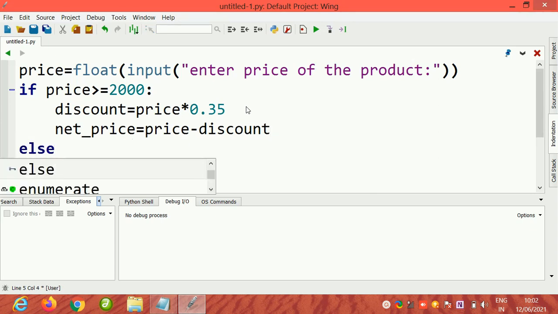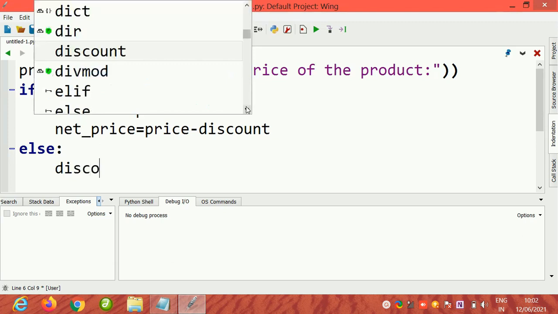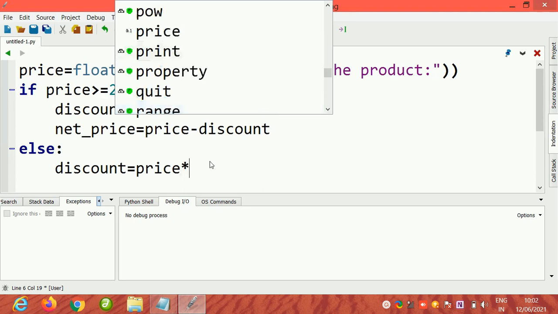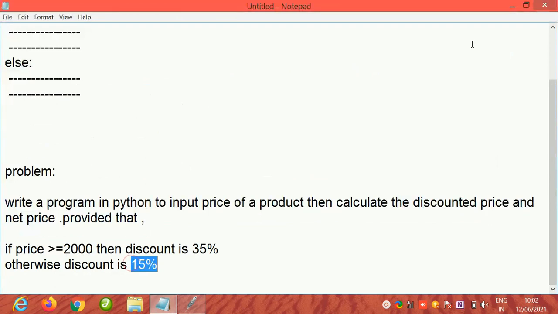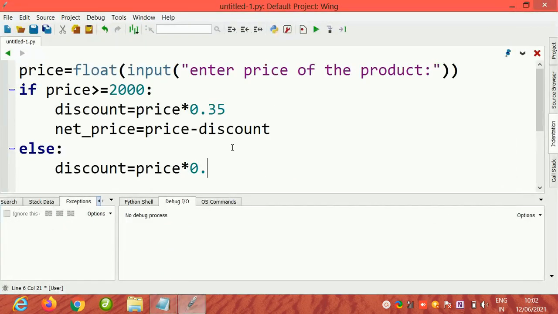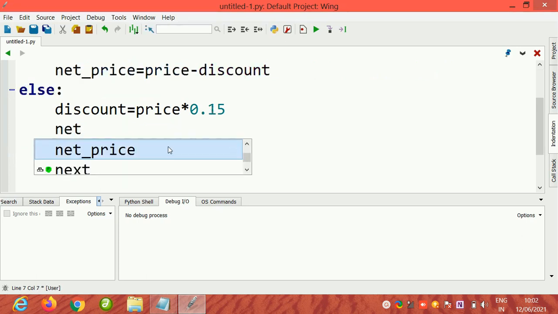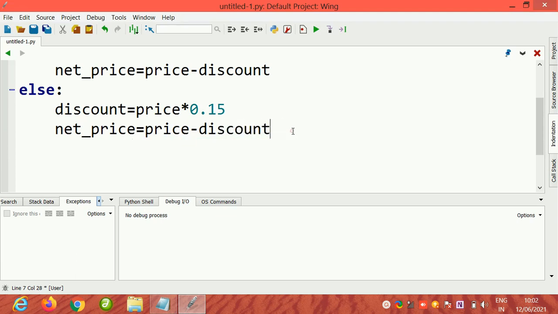Then we have to define the else part, that is discount equals to price into 0.15, that is for else part your discount is 15%. Then net price, that is net_price equals to price minus discount.